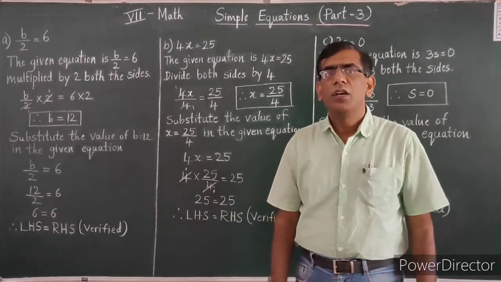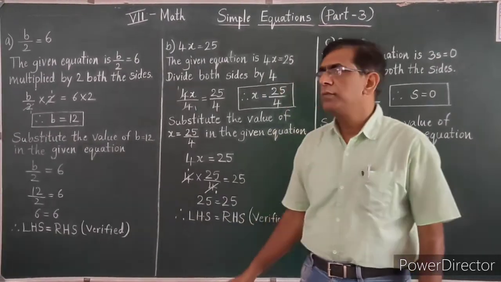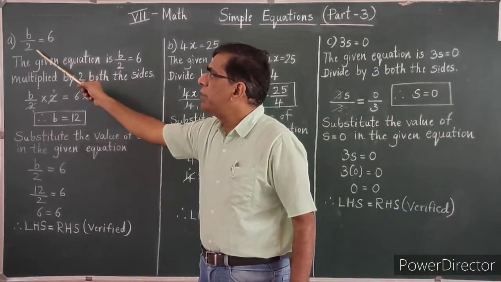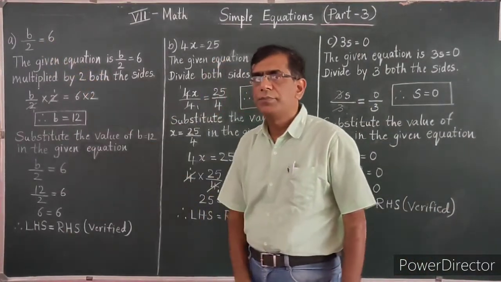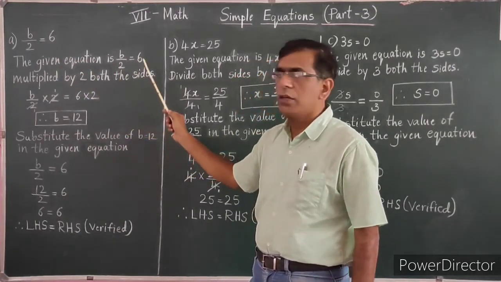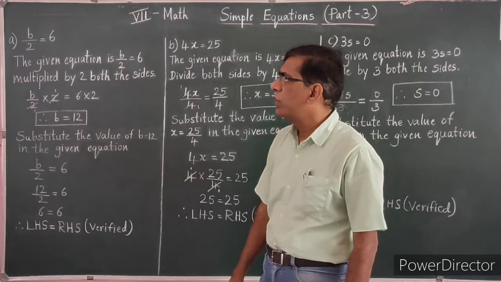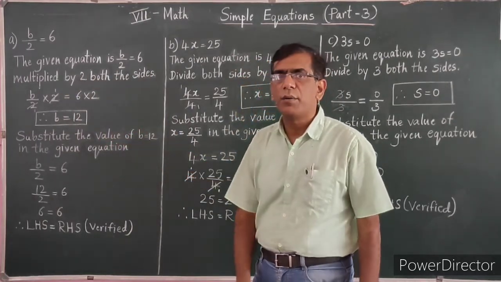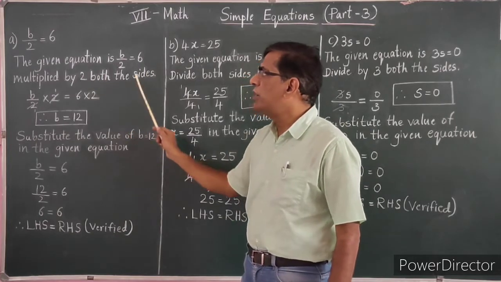Let's study some exercise problems. Here is the first problem: b by 2 is equal to 6. The given equation is b by 2 is equal to 6. Multiply by 2 on both sides.